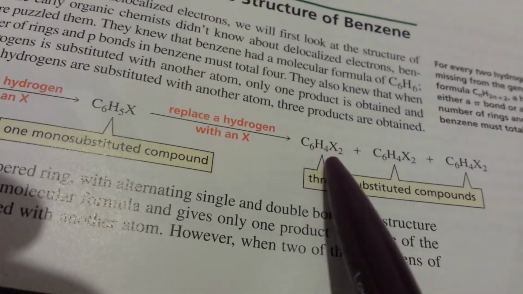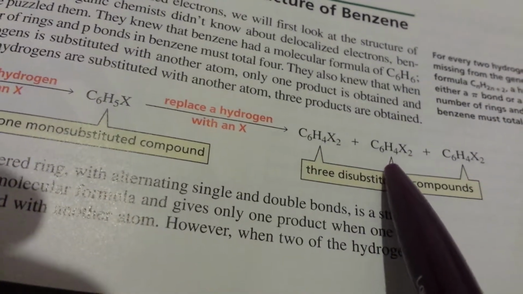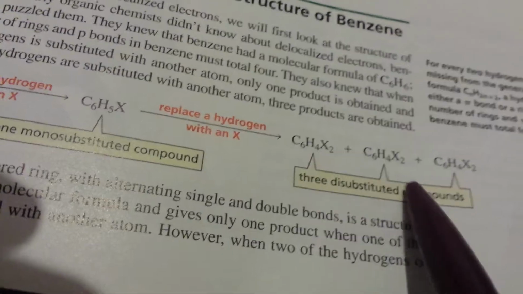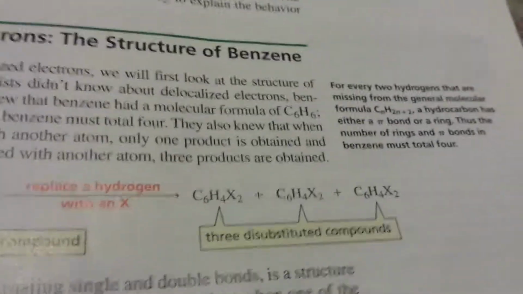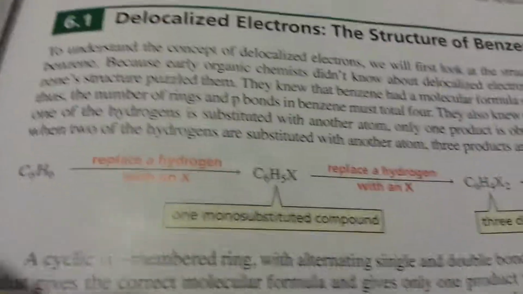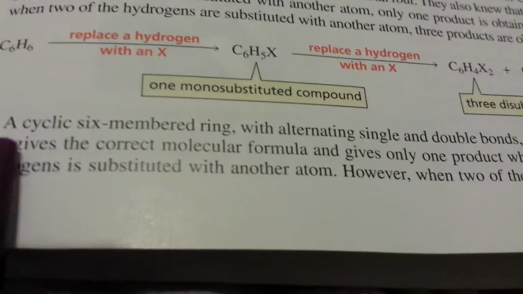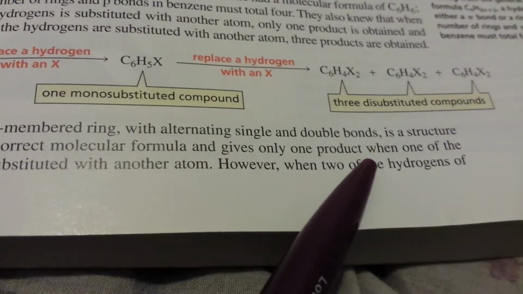So this one is 1,2, and X2 here as well. You see there are two hydrogens replaced by X, giving three disubstituted compounds. This is what they said, but they didn't know the structure. In modern science, scientists know the structure: a cyclic six-membered ring with alternating single and double bonds.